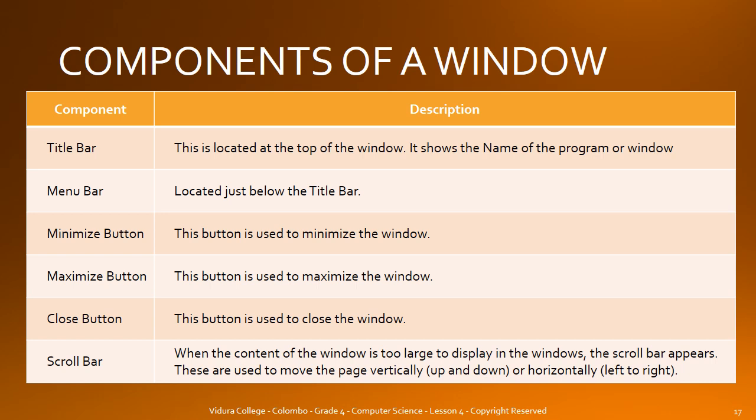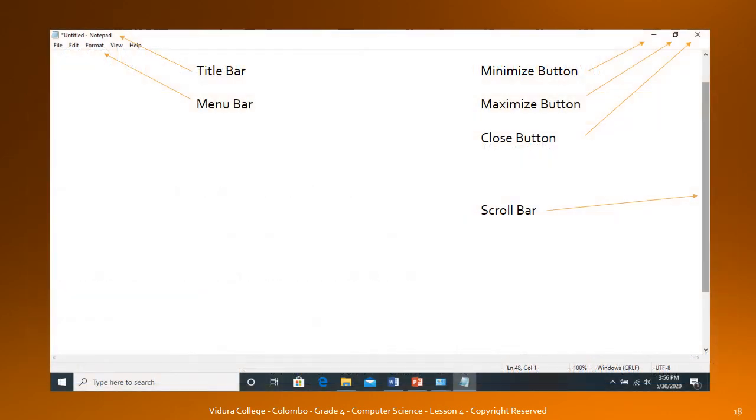When the content of the window is too large to display in the window, the scroll bar appears. There are two types of scroll bars called vertical scroll bar and horizontal scroll bar. I am sure that you know these components and you have used them, but it is important to learn the proper name and use of each component.